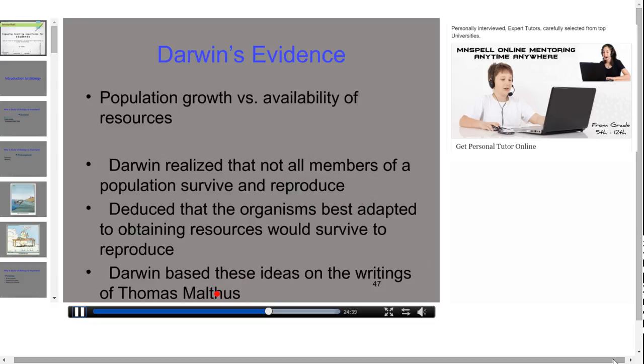These were a few of the conclusions and observations which were based on experimental studies and data collected over a long period of time. And then Darwin's evidence came, and he suggested that population growth is always in conflict with the availability of resources. The more the availability of resources, the more the population growth continues. And he realized that not all members of the population survive and reproduce. It means that organisms best adapted to obtain the resources would survive, reproduce and flourish.